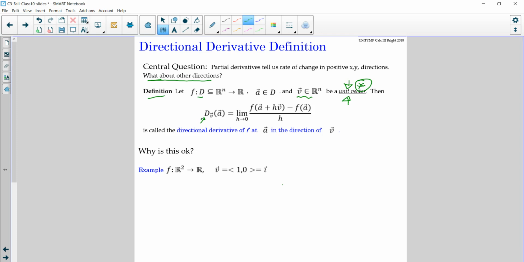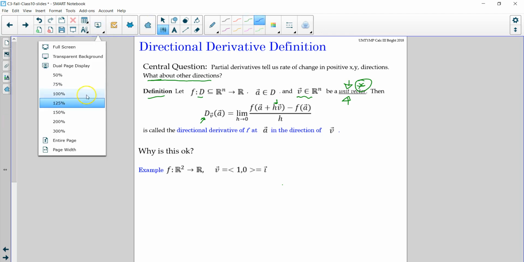The idea here is really extending that definition from one-variable calculus that we saw already. This is just saying: take a tiny bit of that unit vector, add it to our point, and see how the function changes. That's the idea of a directional derivative at a in the direction of that unit vector v. Then maybe you're wondering, why is this okay? Why can we make this definition?